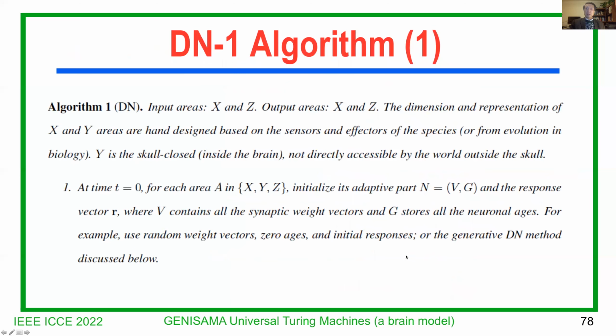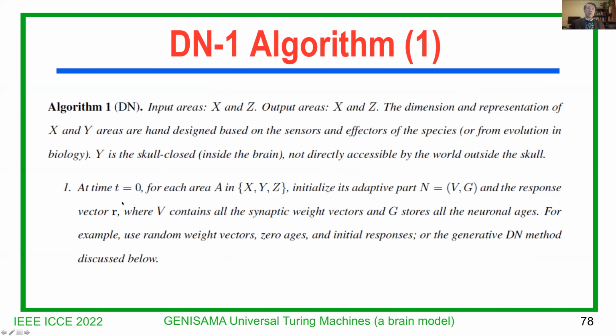The DN1 algorithm runs like that. Input area X, output area Z, and the dimension and representation of the Y areas are hand designed based on the sensory factor of the species, depending on how many pixels, how many muscles, and why the skull is closed inside the brain, not directly accessible to the outside world.